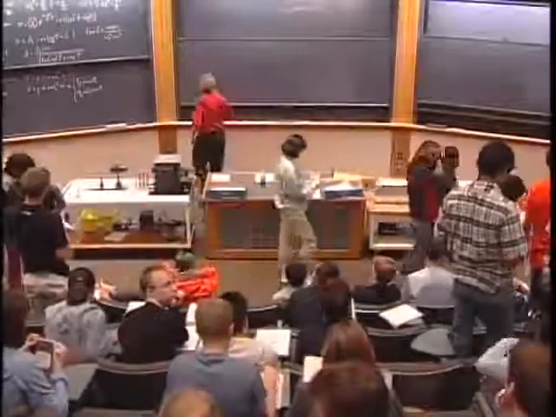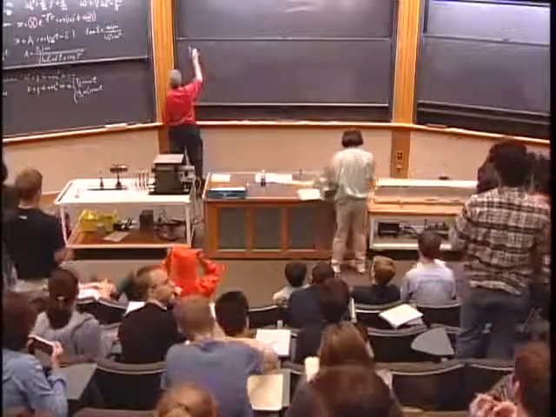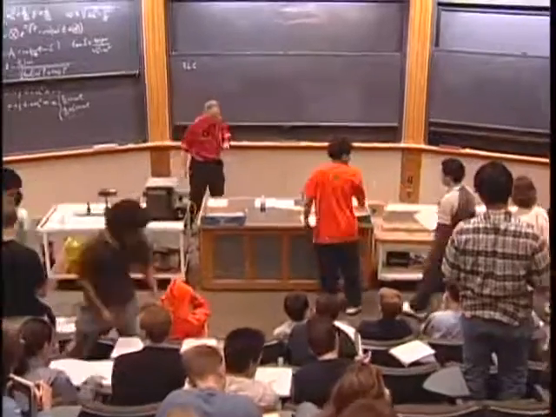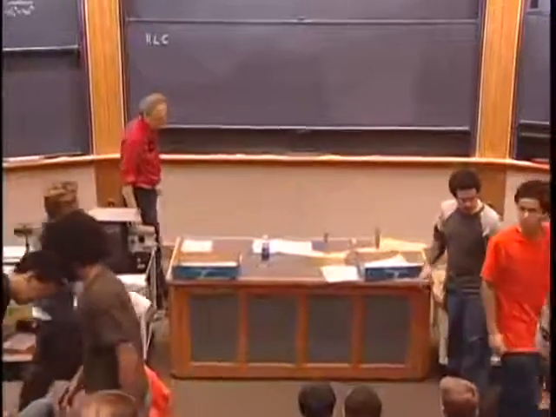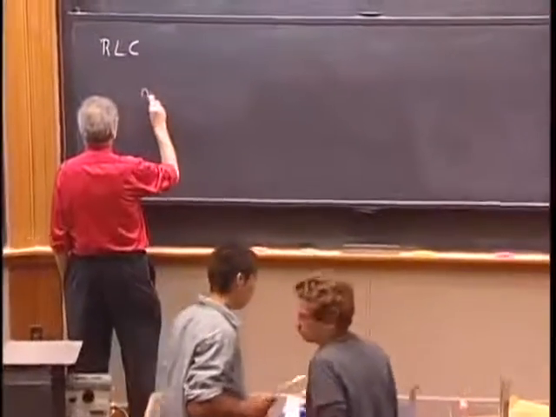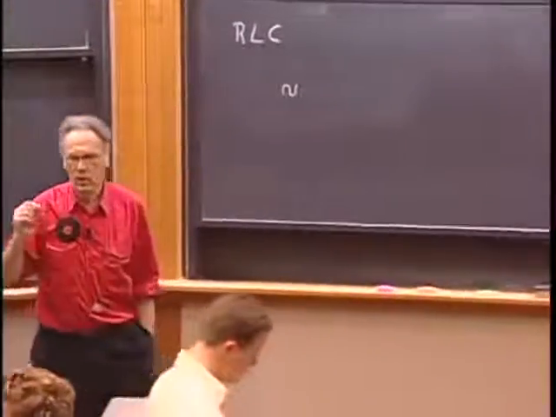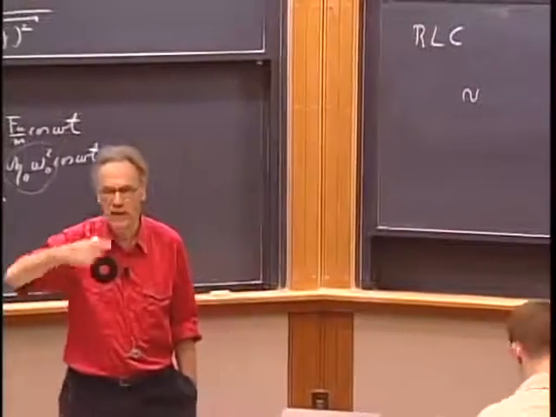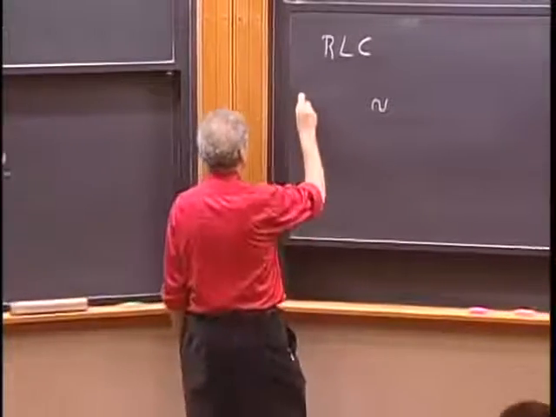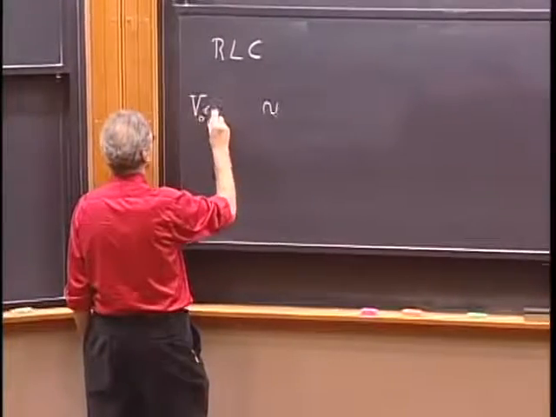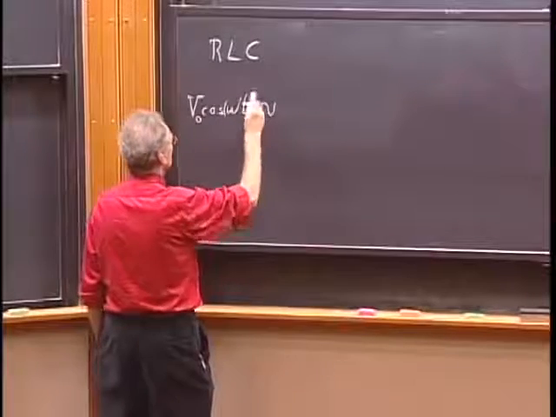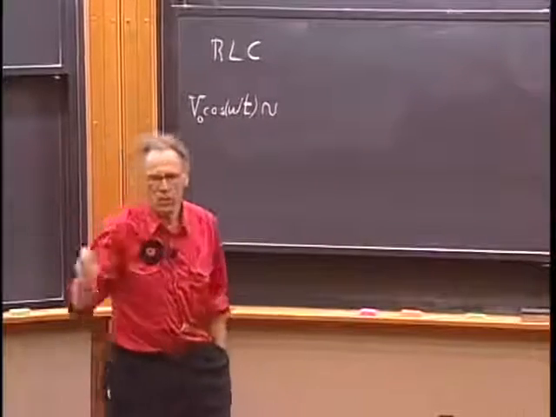And so I'm returning to an RLC circuit, which we discussed earlier, good old days of 802. I'm going to drive it now, not with a battery, but with an alternating power supply, V0 cosine omega t.